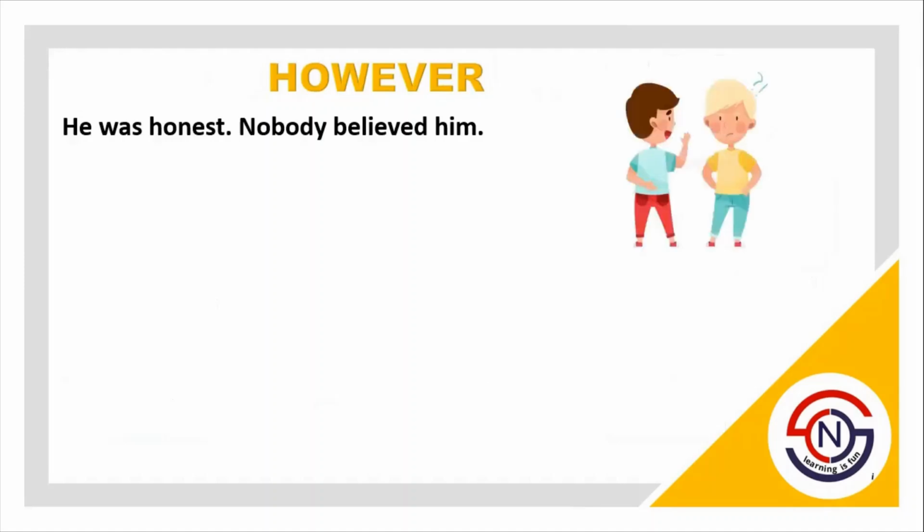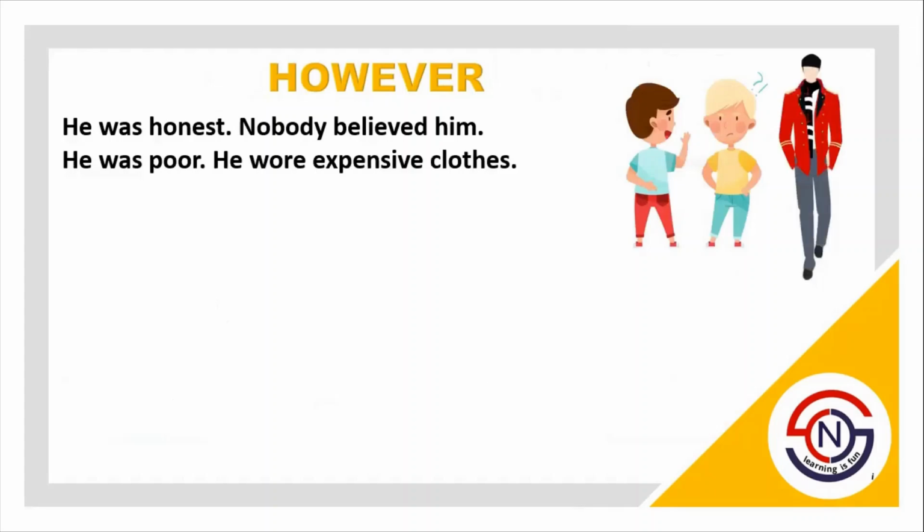Now, finally, the third one. What about however? Take an example. He was honest. Nobody believed him. In fact, when people are honest, others believe them. But it did not happen in his case. So you can see, nobody believed him. He was poor. He wore expensive clothes. A poor person generally does not wear expensive clothes.